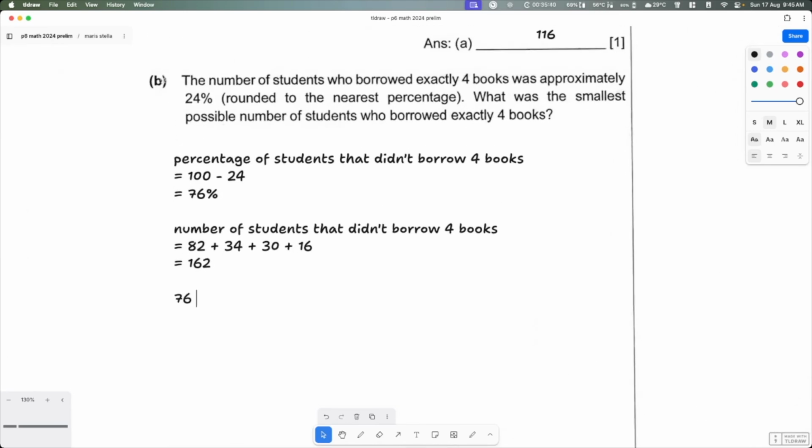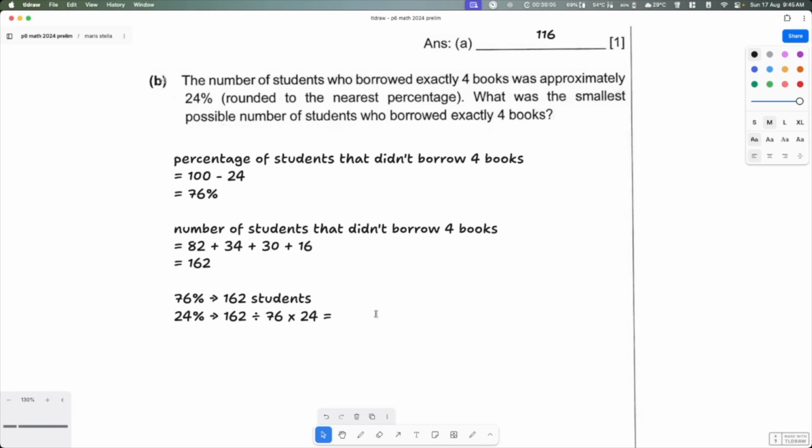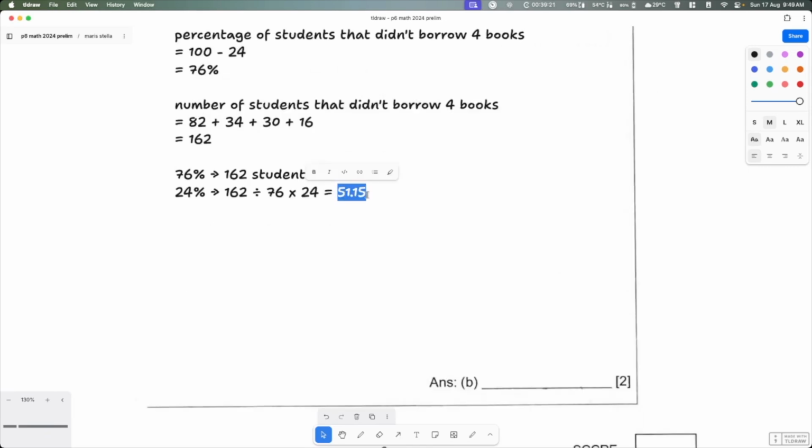Okay, 162. Very good. So that means, what was the smallest possible number? So 76% is equal to 162 students. So 24% will be 162 divided by 76 times 24. Okay, let's see what's the answer. Divided by 76 times 24. We get 51.15.